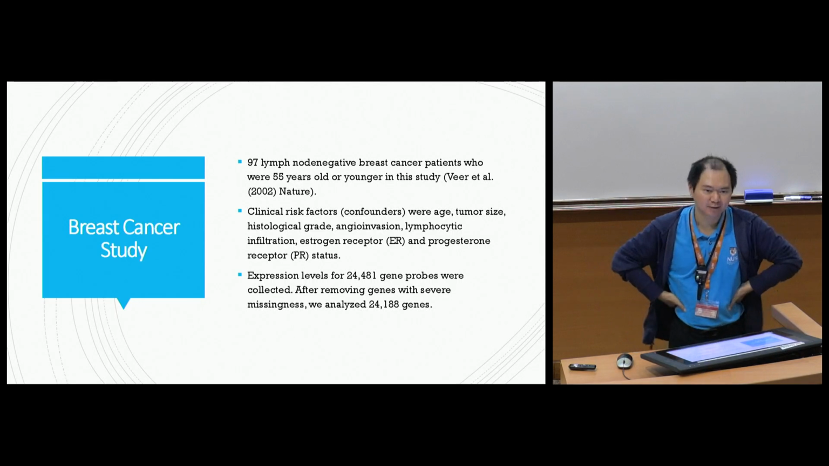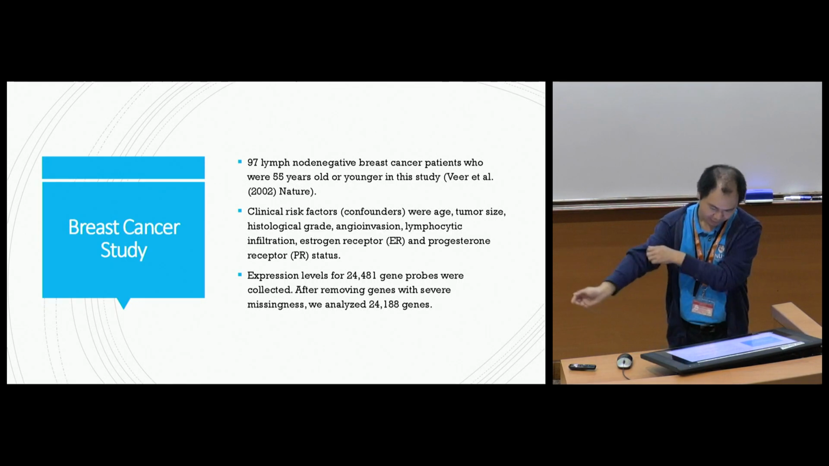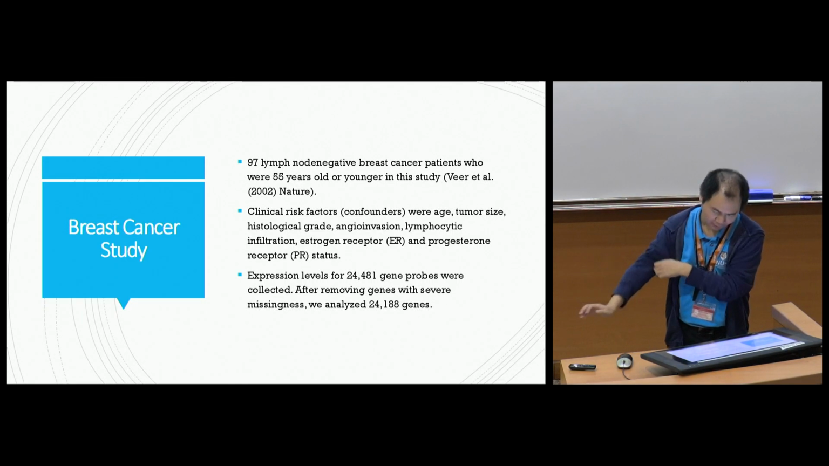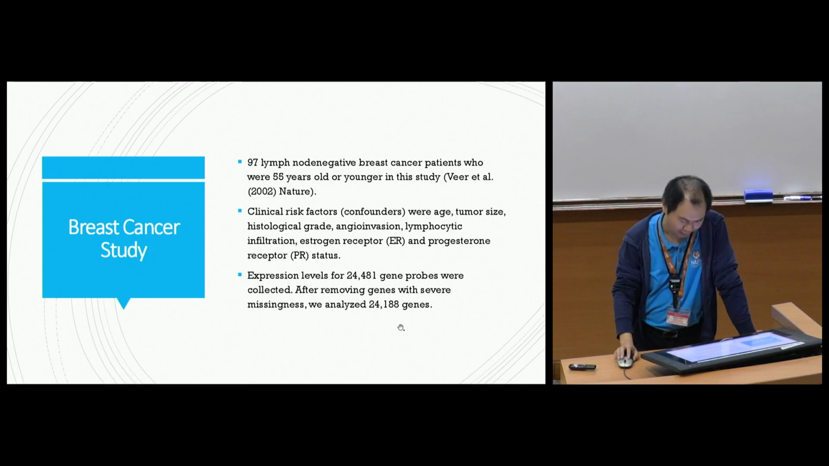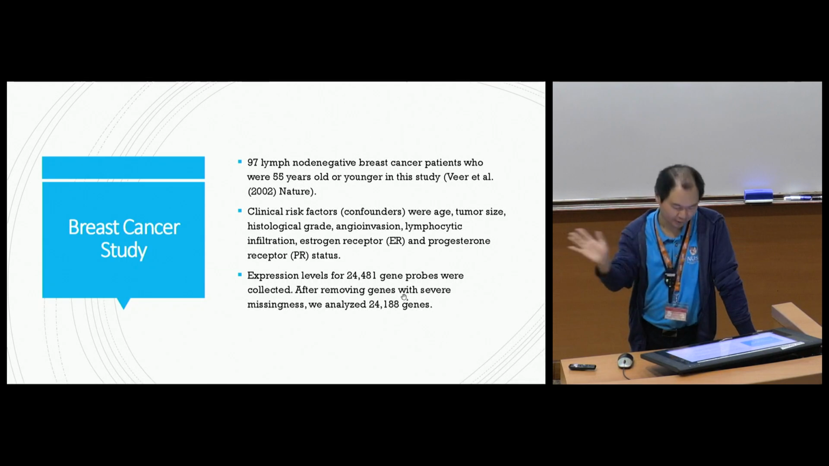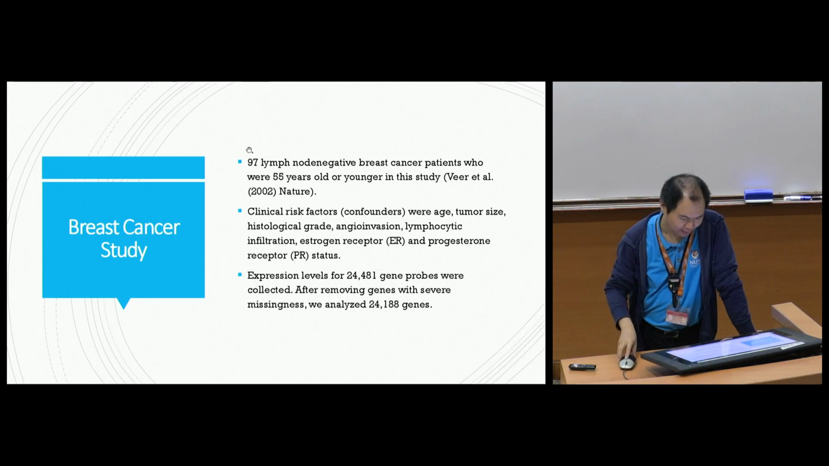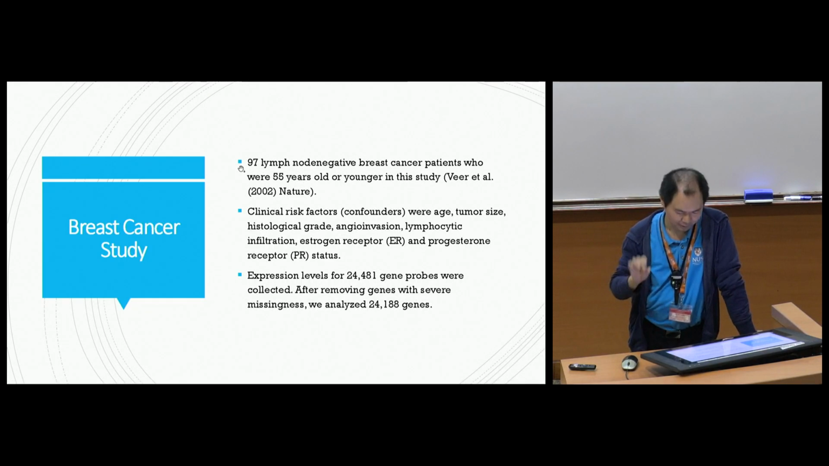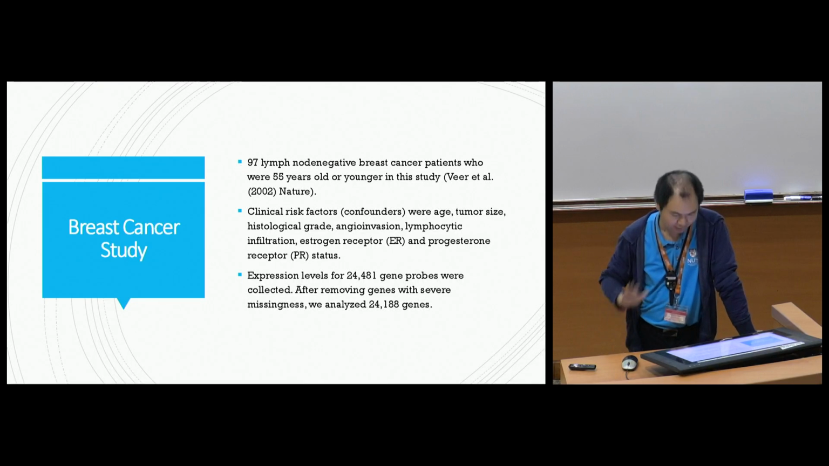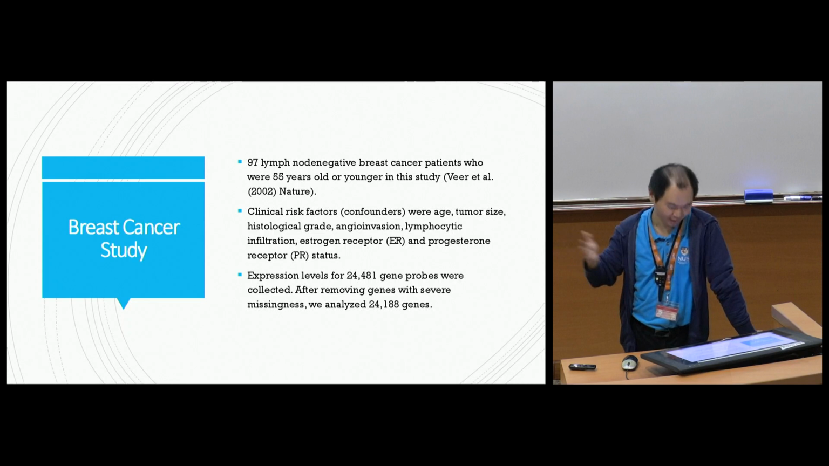The second example is a high-dimensional data set. In this case, we have gene expression data from 24,000 genes. Those are the predictors. And we have only 97 subjects. It's a very small number of subjects, but the data set is large. We have many predictors.